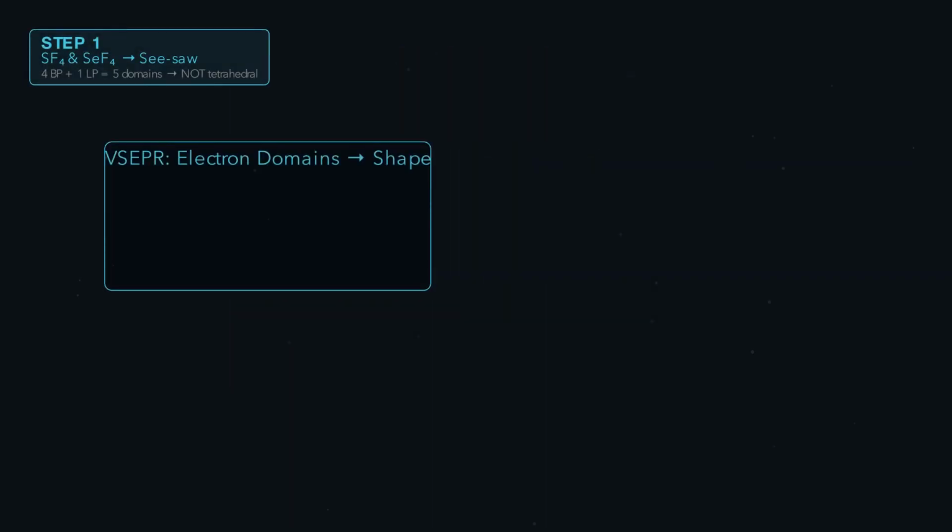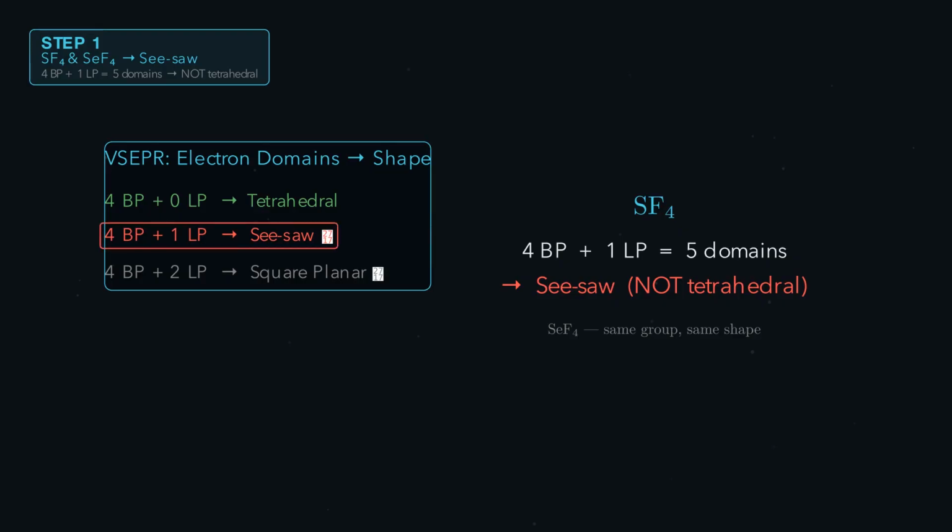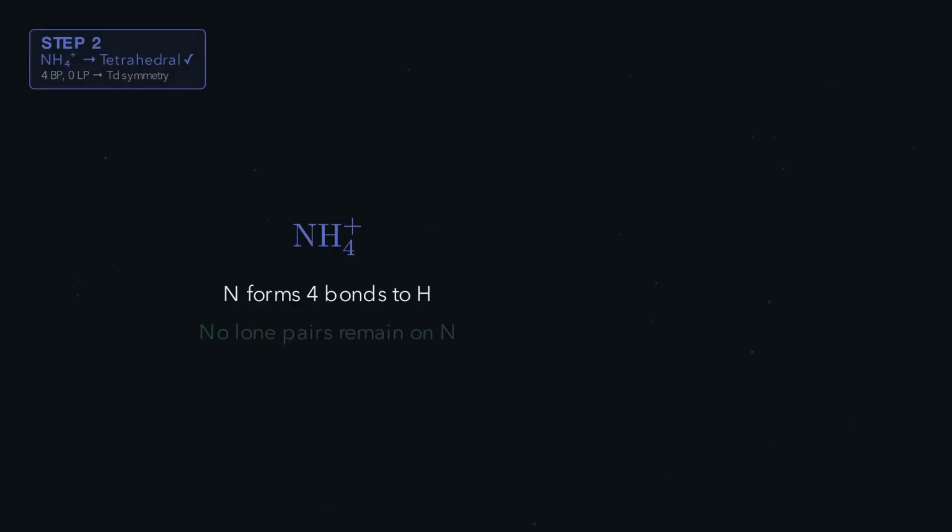The key move is spotting the nickel contrast. Let's start with sulfur tetrafluoride and selenium tetrafluoride. Both sulfur and selenium have 4 bond pairs plus 1 lone pair. That's 5 electron domains, giving a seesaw shape. 4 bonds doesn't automatically mean tetrahedral. The lone pair changes everything.